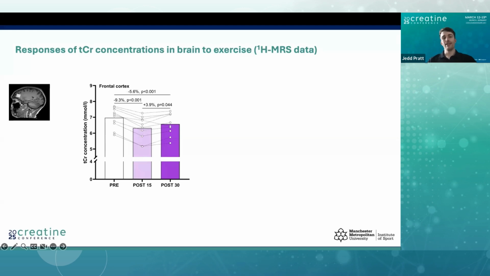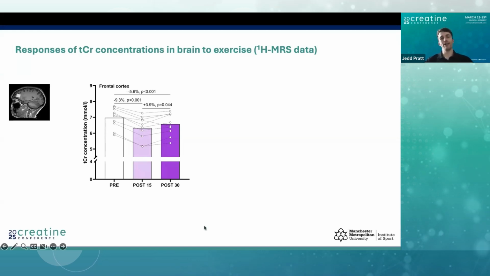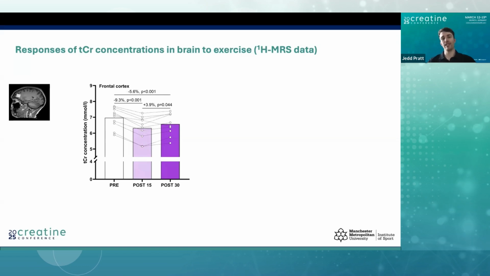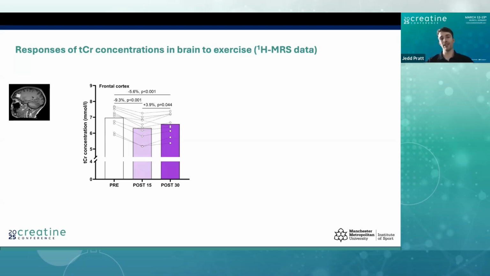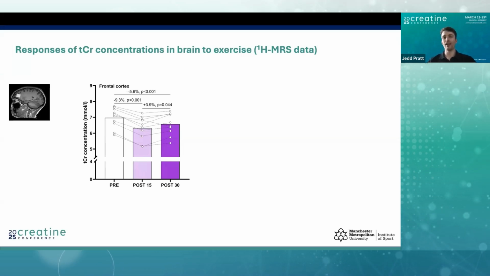So you can see in this light purple bar that the creatine concentrations at 15 minutes post exercise were around 9% lower than at baseline. And then at the 30-minute mark post exercise, the creatine concentrations were still significantly lower than baseline, at around 5% lower, but you can definitely see a sign of a return to baseline concentrations. So it does seem to be quite an acute effect here in the frontal cortex.